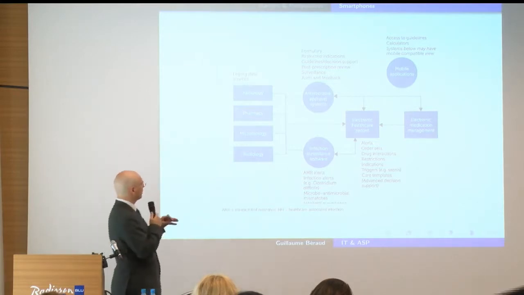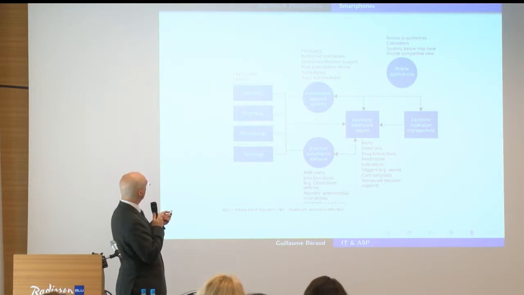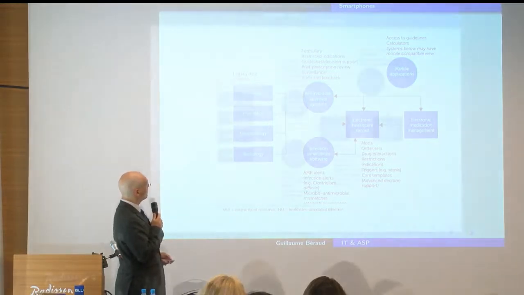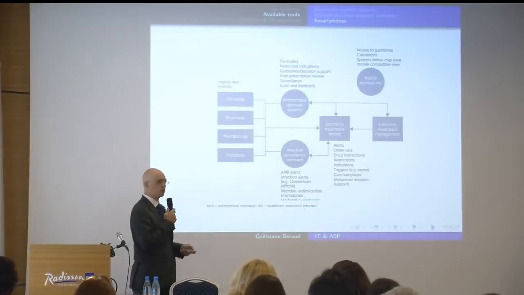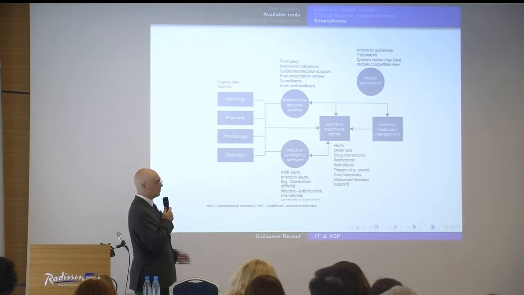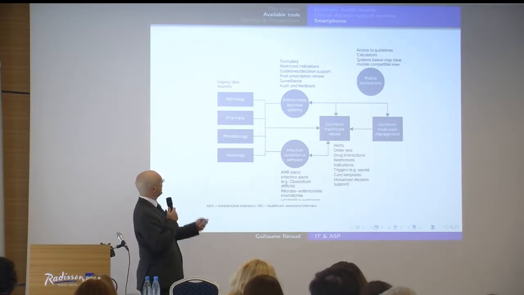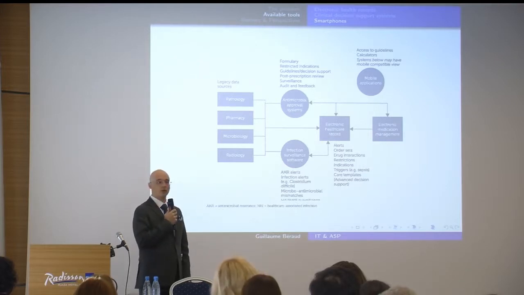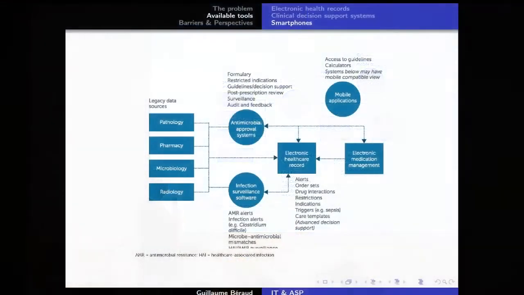So what is a system? Okay, you've got data from the pathology, the pharmacy, the microbiology, the radiology. You've got in the center the electronic healthcare records. For some time you can set an antimicrobial approval system. You can manage electronically the prescription. You've got a surveillance system to have alert when there is a problem. And on your own, you've got your mobile application with the calculator to calculate the dose, if you have an overweight patient, access to guidelines and so on.